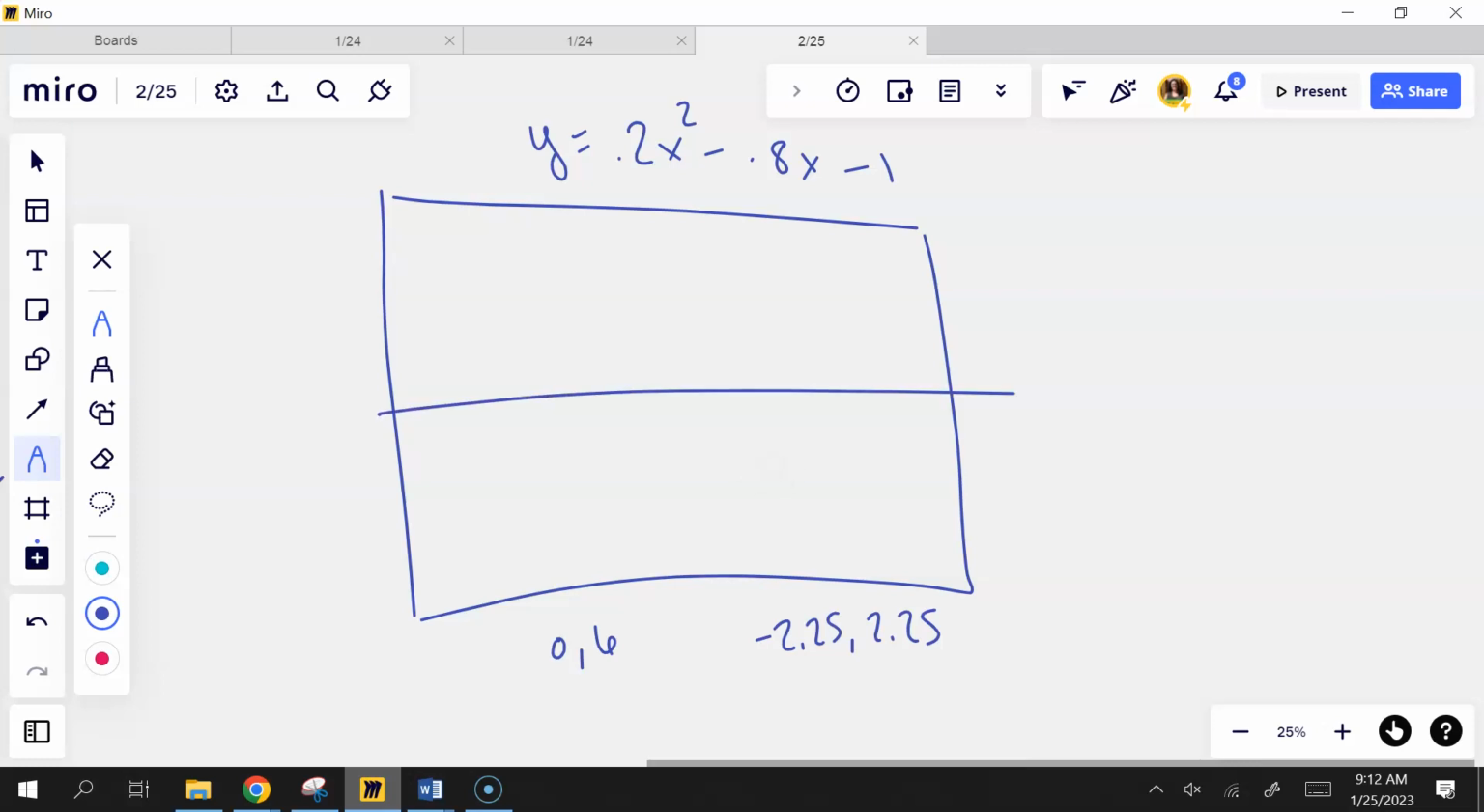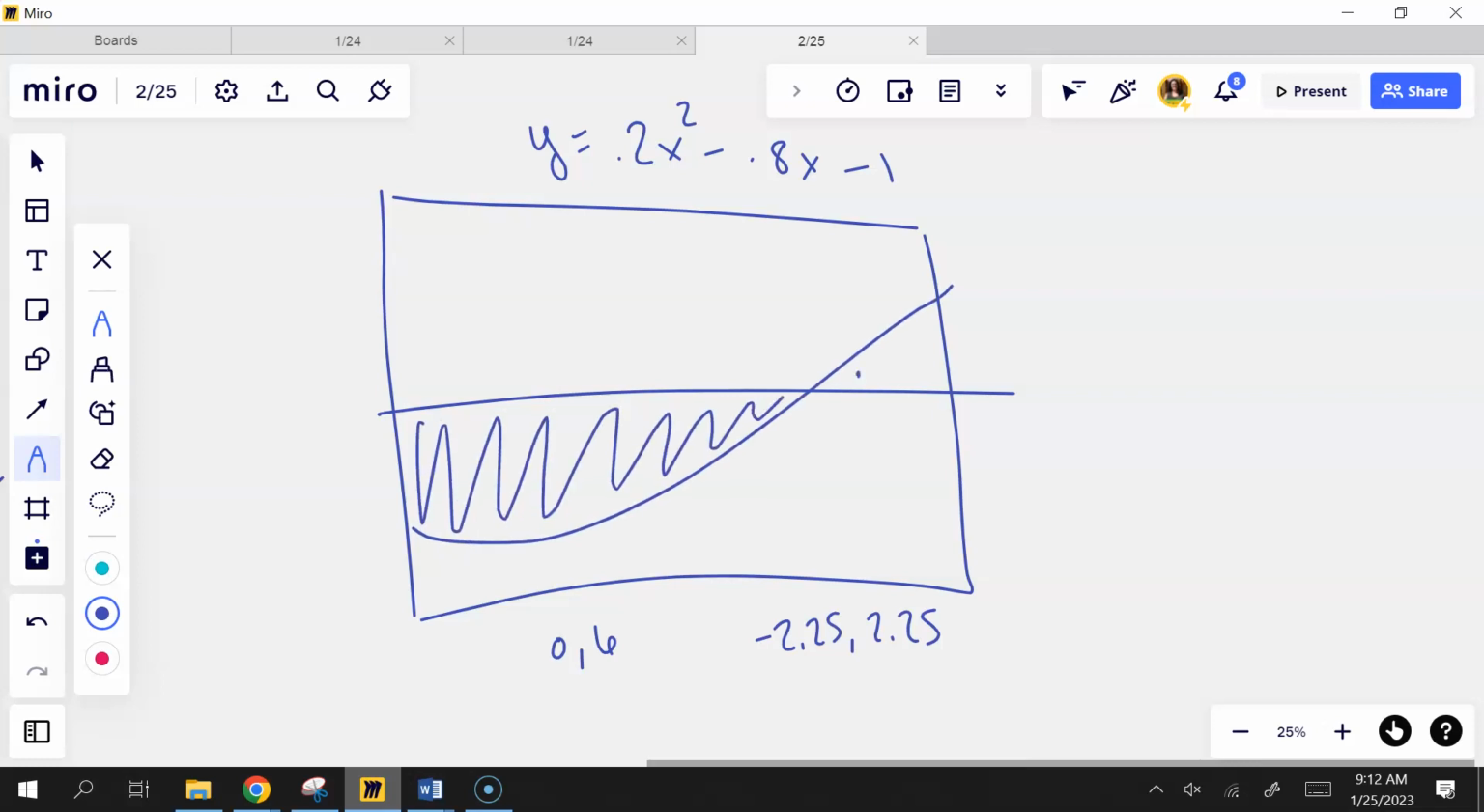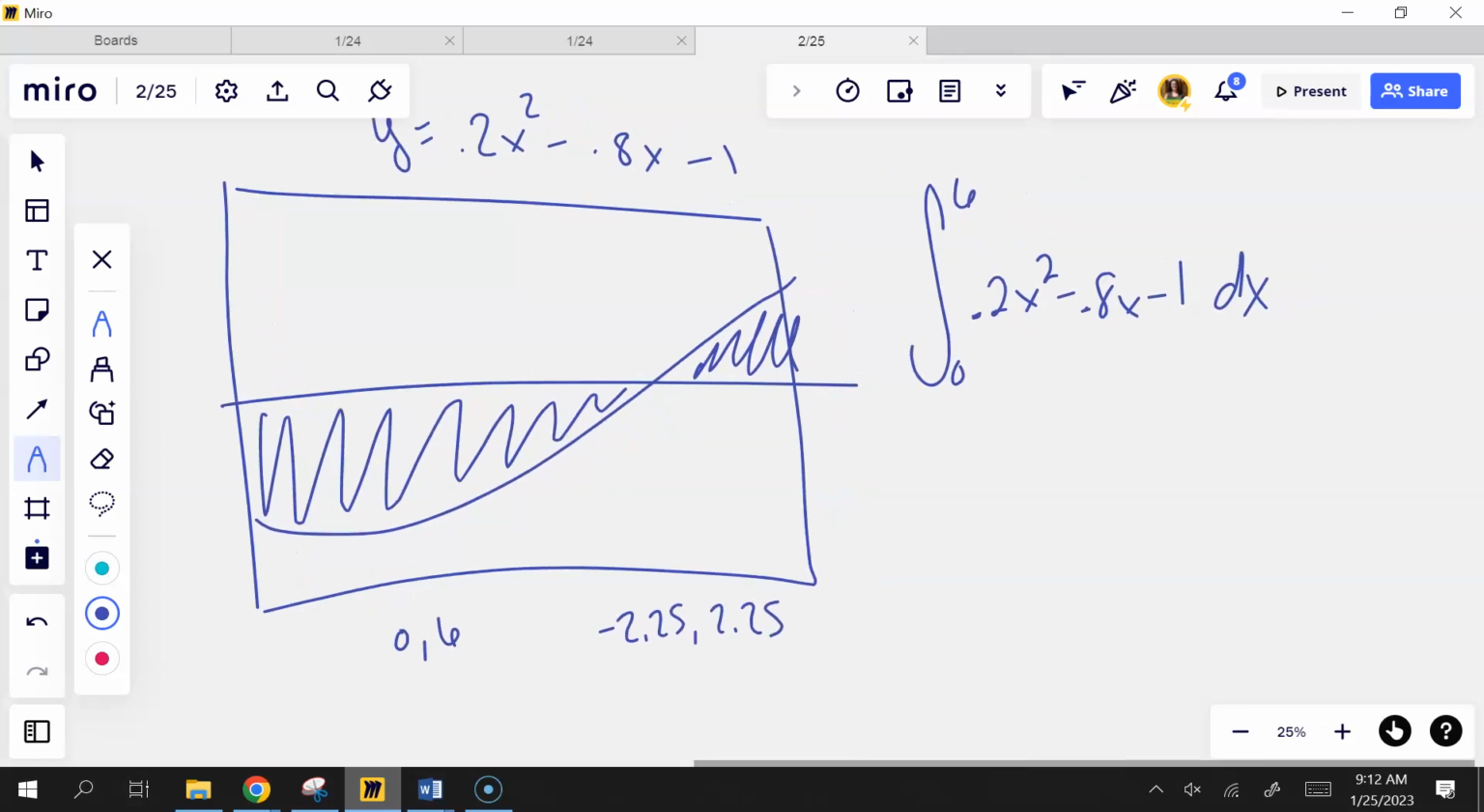So you get a picture that looks something like this. And I shade it in. So the first one says just show the setup and report the value, right? So it wants the integral from 0 to 6 of 0.2x squared minus 0.8x minus 1 dx. And this is just on your calculator. You could either put y1 and then on the graph go second calculate, and I think it's 7 maybe for the integral, and do the integral that way. Or you can do the end integral, like we did the end deriv.